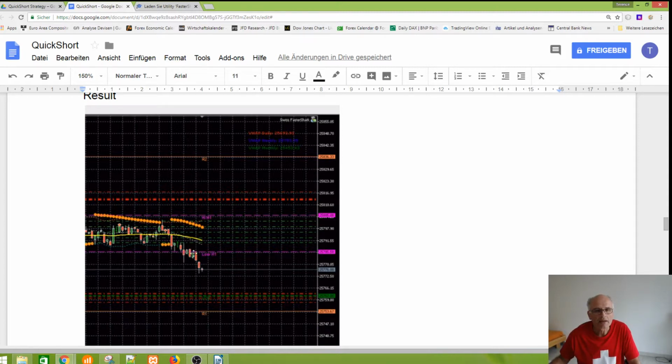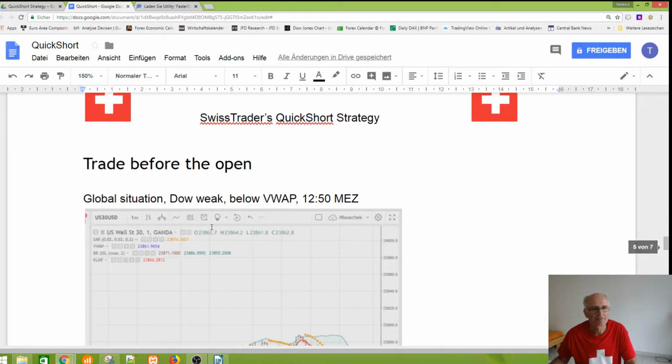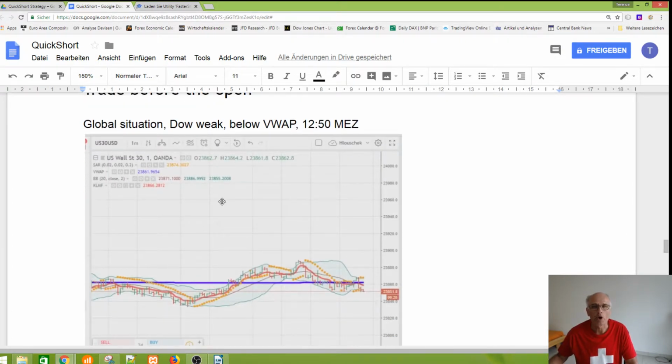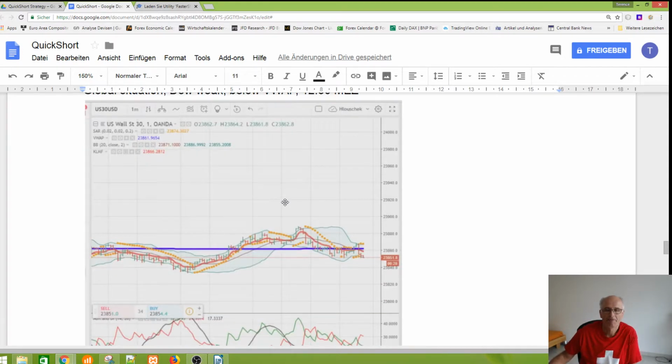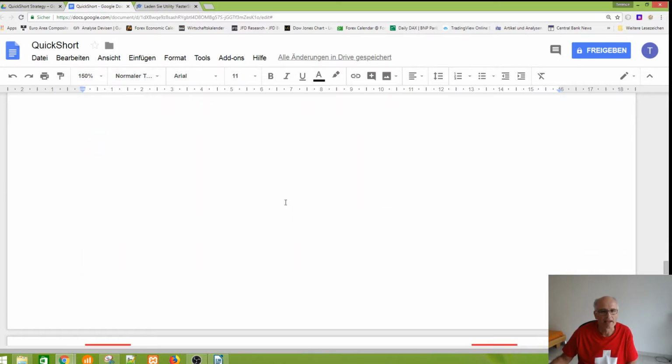You see, the price broke the last hourly candle, which is given here. And another example: I made it over at noon, out of the trading time of the Dow.